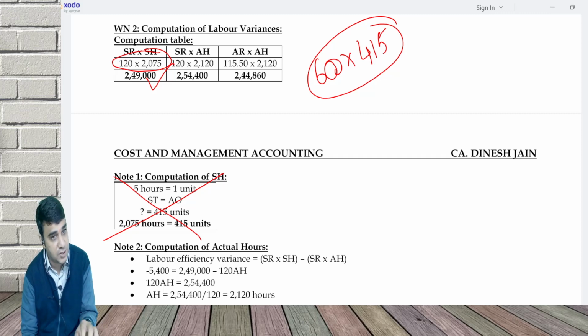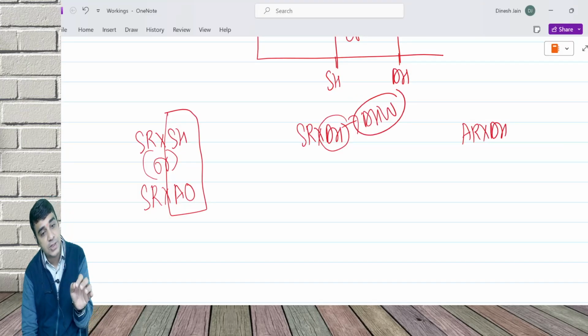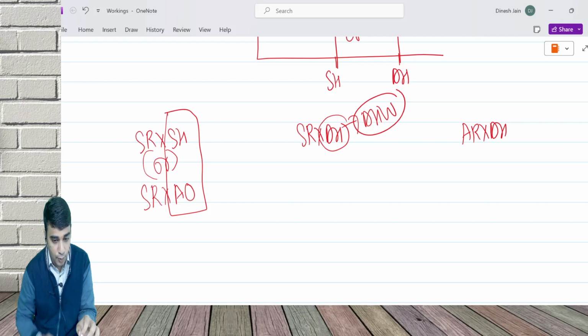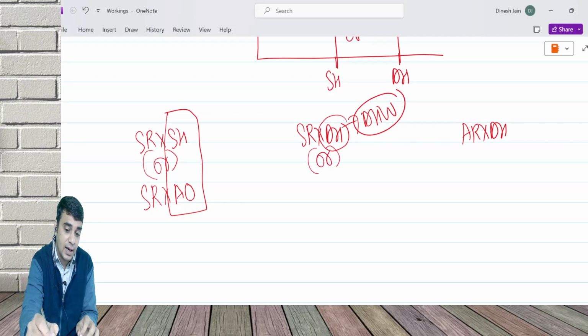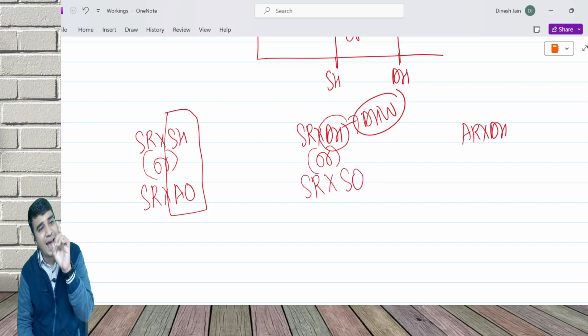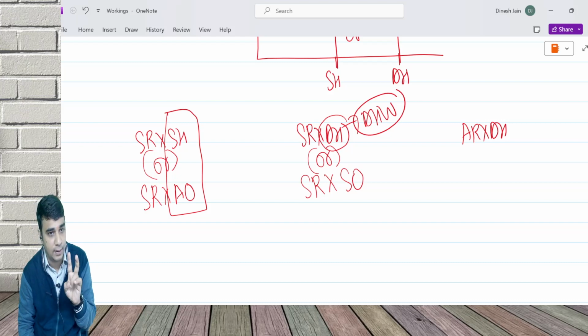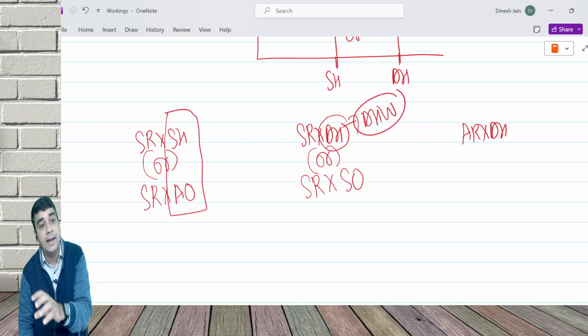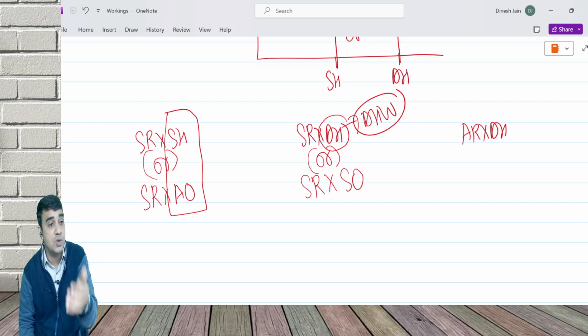They may not give some information for us to calculate. In a few questions SR into AO will not be possible. Only SR into SH will be possible. So SR into SH can otherwise be called SR into AO. SR into AH can otherwise be called SR into SO. Always one actual and one standard will be linked together. Actual output, standard time. Actual hours, standard output. Standard output is how much you should have produced in the actual time you have worked.